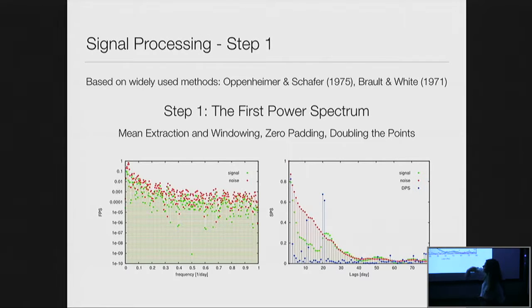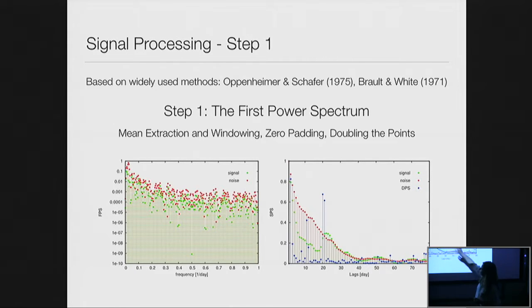Then we add zeros at the beginning and the end of the series to remove the spurious frequencies at the low frequencies, and also we double the points. Doubling the points is not adding any signal, but it allows us to remove the aliasing from the light curve by moving the Nyquist frequency into larger frequencies. So in this way, by doubling the points, we can remove the aliasing from the data.